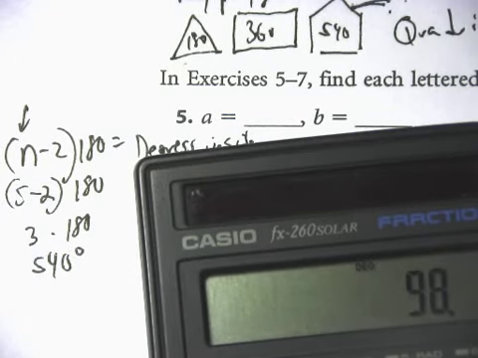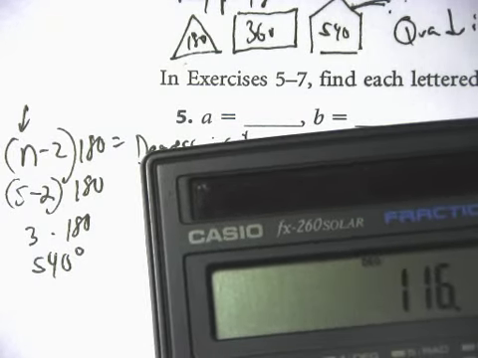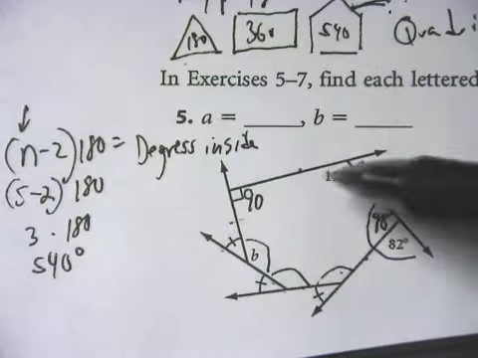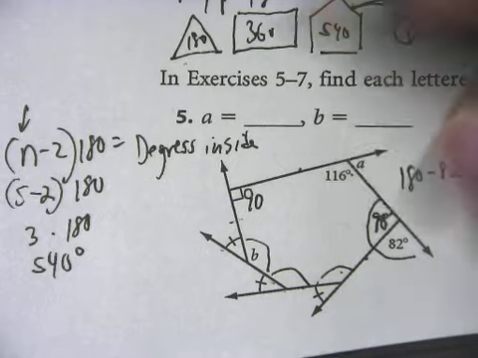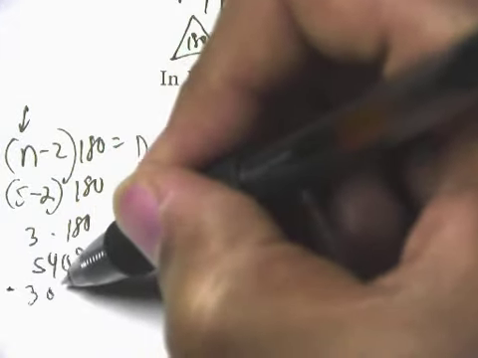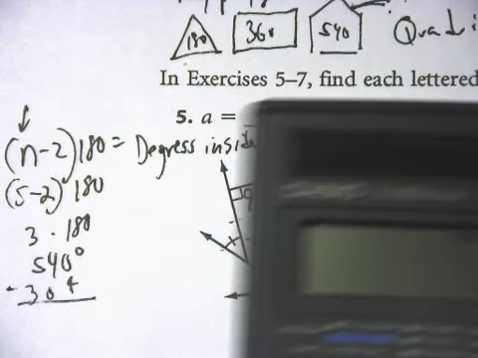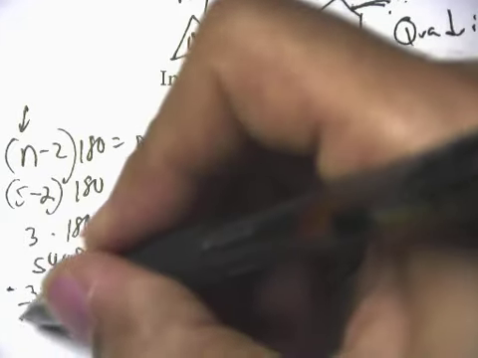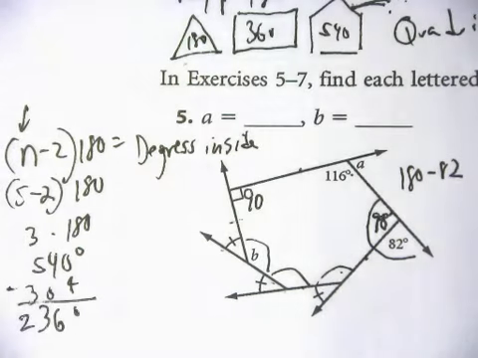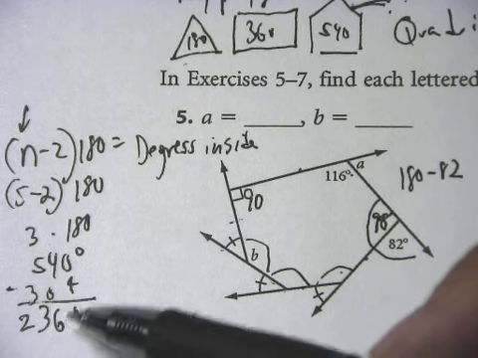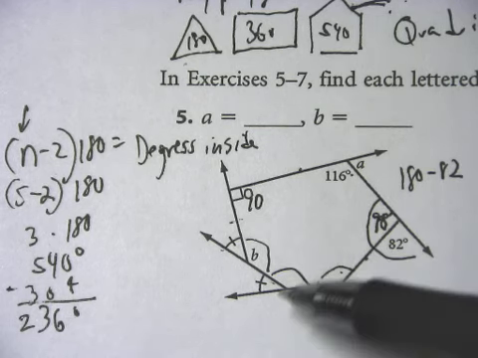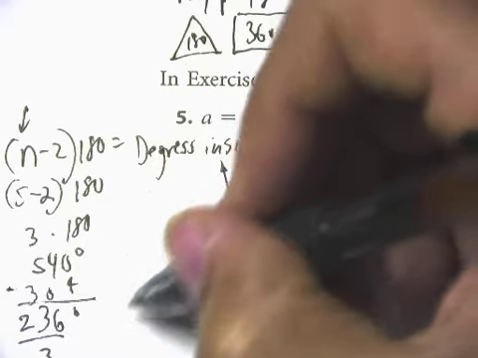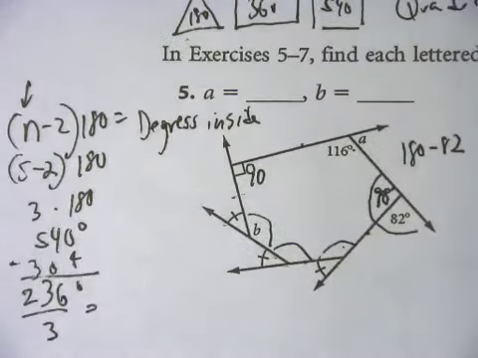So let's take a look here. Let's add those all together. 98 plus 116 plus 90 is equal to 304. So these angles here add up to 304. So 540 minus 304 is going to give me 236 degrees. So now I know that I have 236 degrees to divvy up between these angles here.